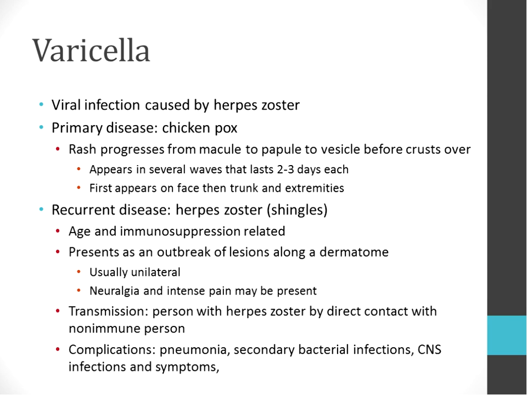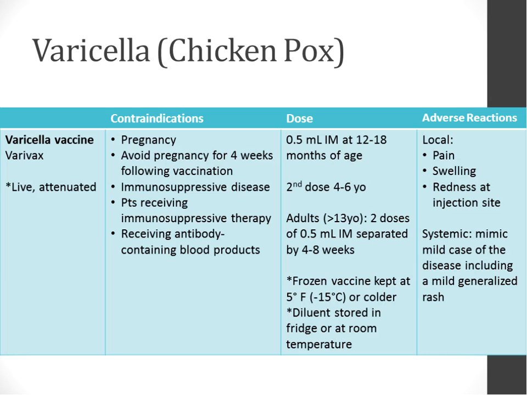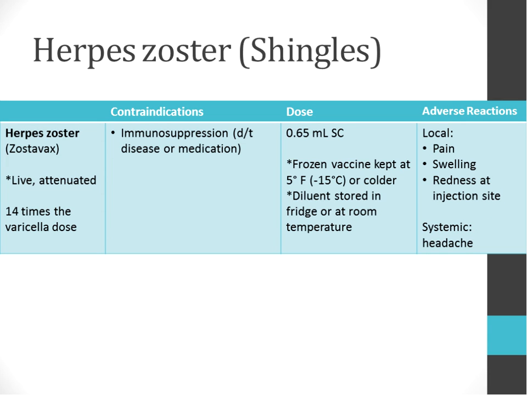Herpes zoster can be transmitted by direct contact with non-immune people, and so therefore you want to use caution on contact with a patient that has shingles. So the varicella or chickenpox vaccine is alive and attenuated, so similar to what we've had before, mimicking mild case of the disease if they have a reaction to it, and should not be given to patients who are pregnant or are following pregnancy 4 weeks after.